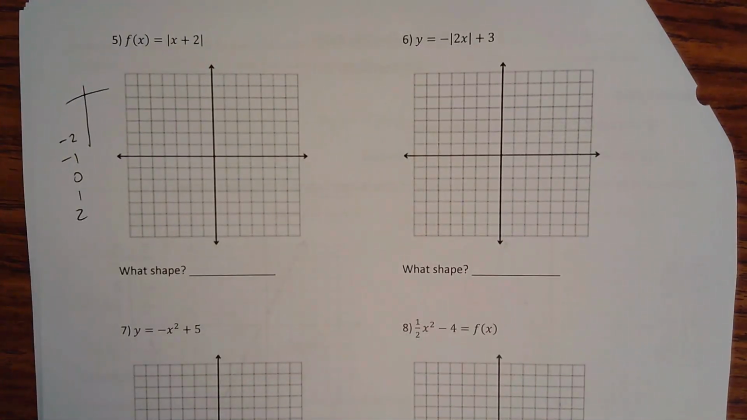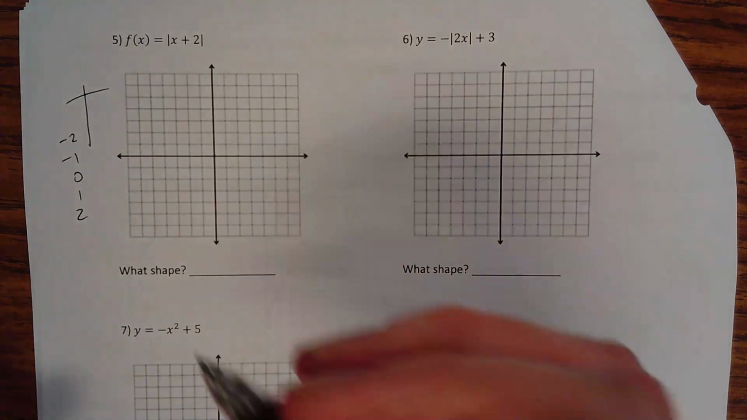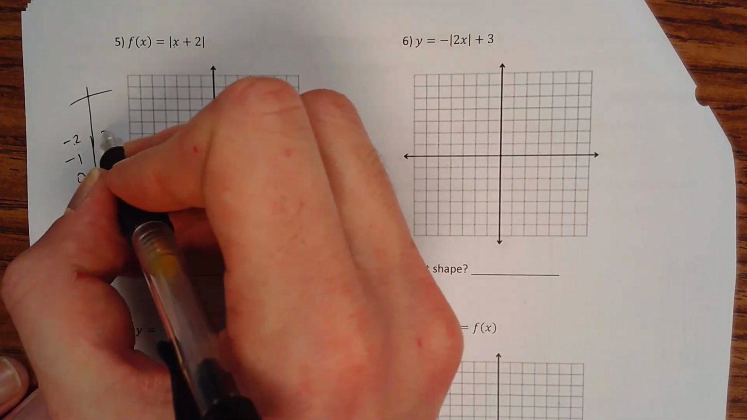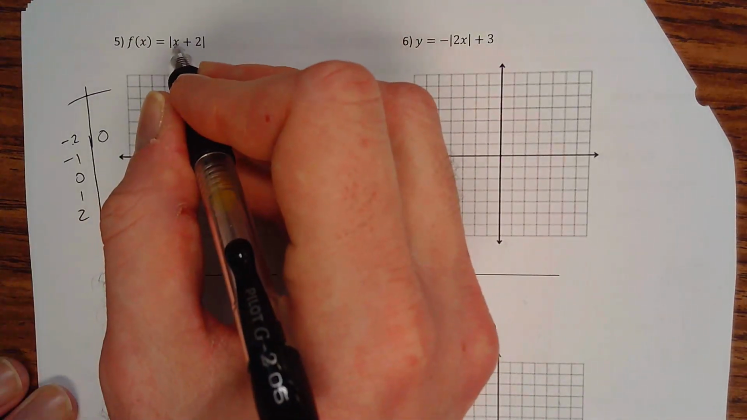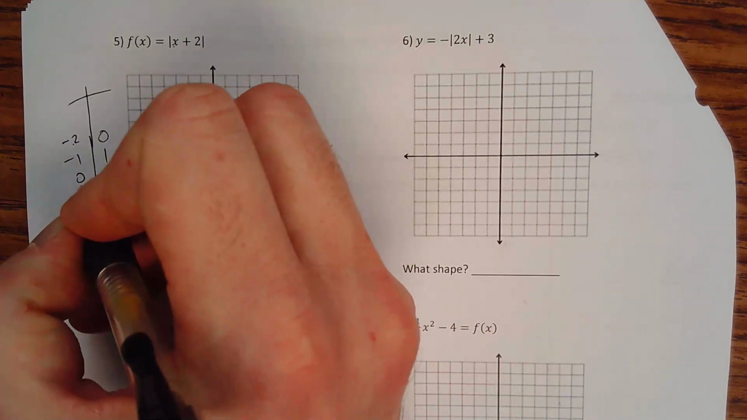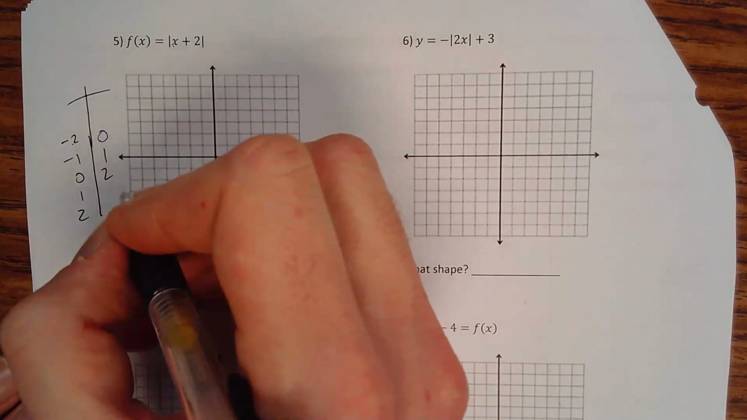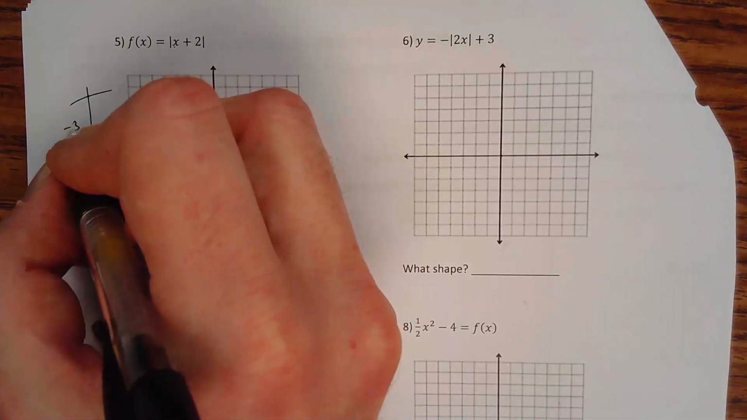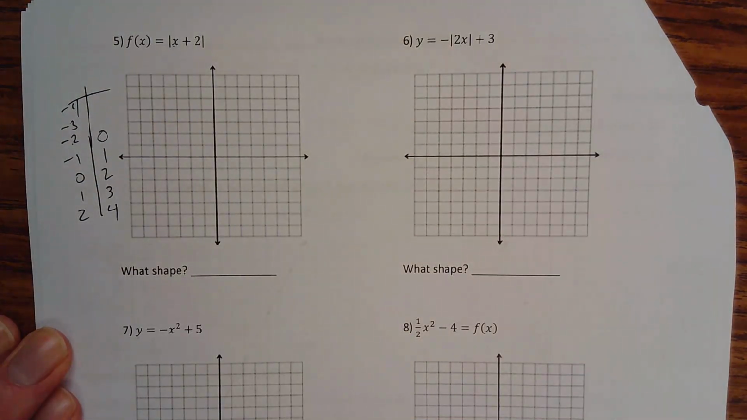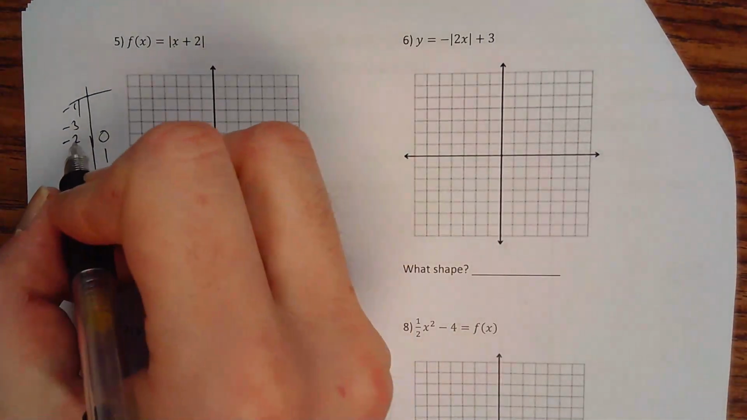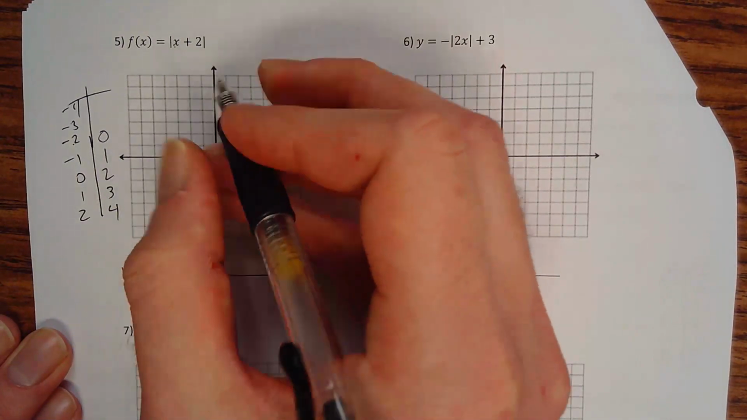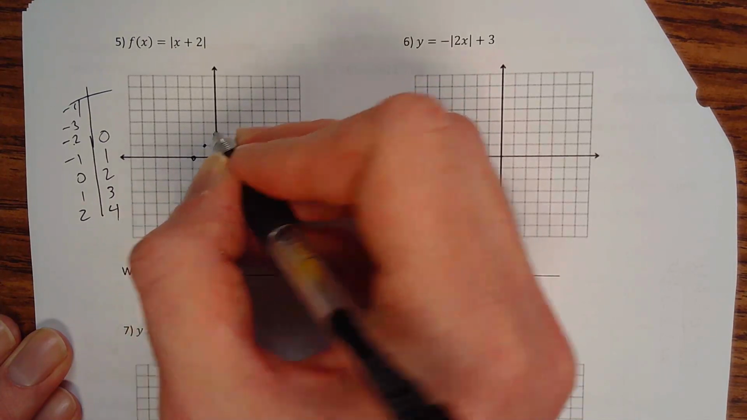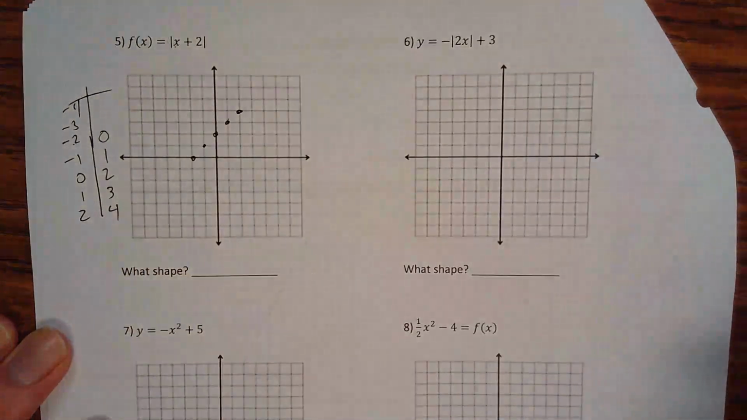I just may have to go further to really see the shape on this one, and that'll help reveal what we're looking for. So if I plug in negative 2, negative 2 plus 2 is 0, the absolute value is 0. Negative 1 plus 2 is 1, absolute value of that is 1, 2, 3, 4. Negative 2, 0, negative 1, 1, 0, 2, 1, 3. It makes this, and it looks like it's another line.